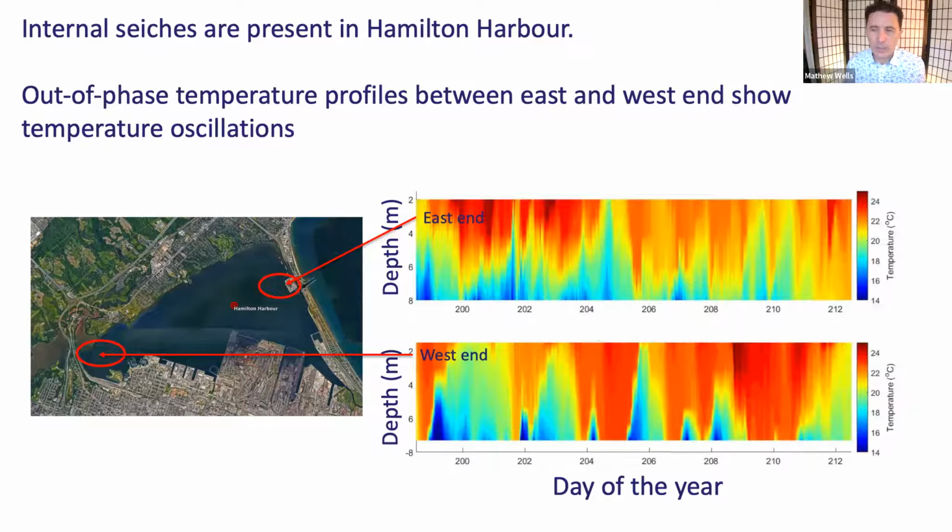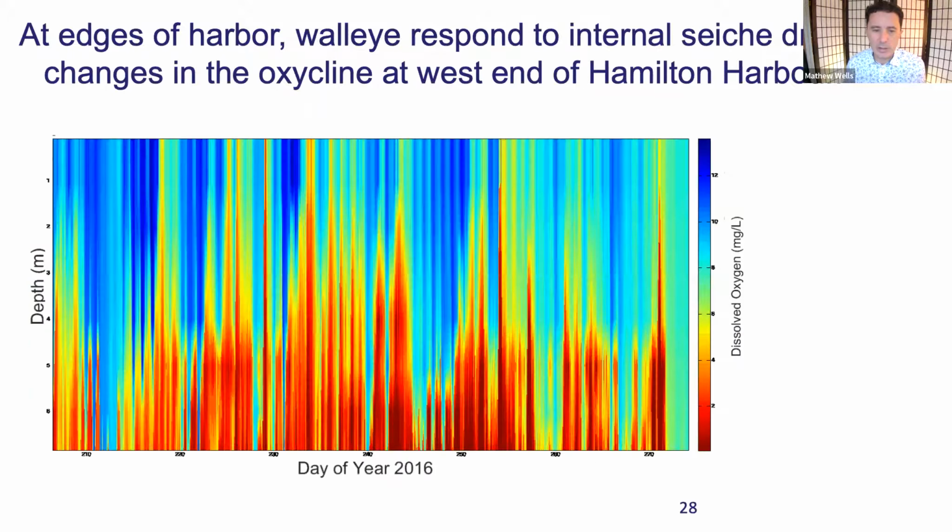So we see the same thing in the oxygen profiles. We'll look particularly just at the west end now. And here you see a record over most of the summer, and you see these massive swings in oxygen. As the thermocline goes up and down, the oxygen profile oscillates between having very good oxygen through the water column to almost no oxygen through the water column.